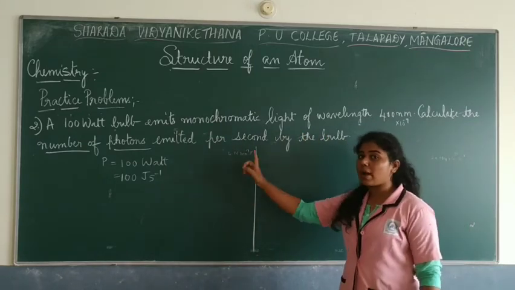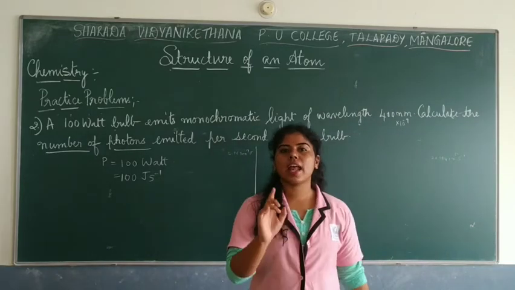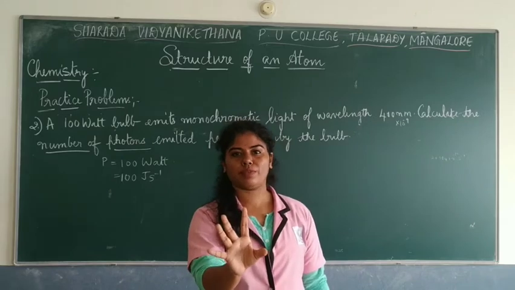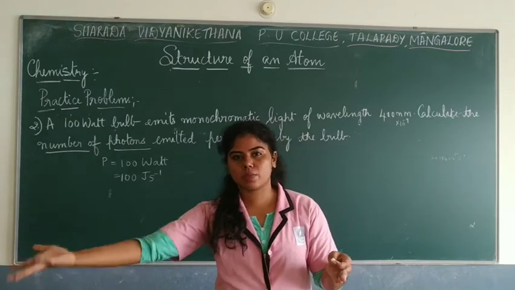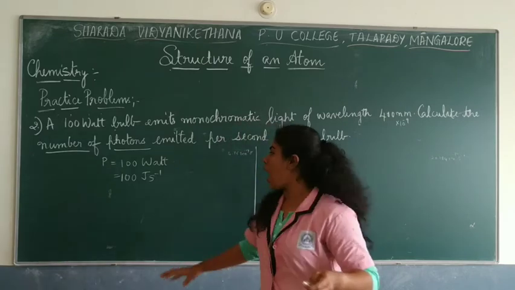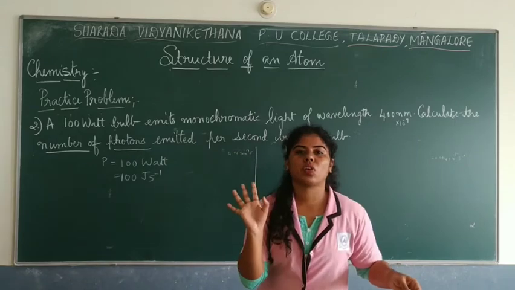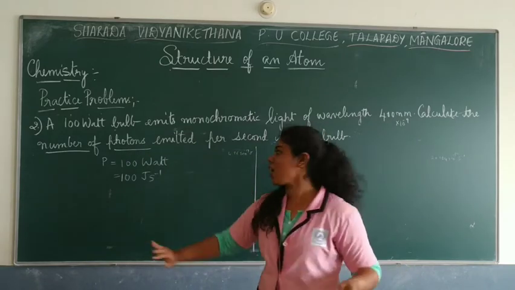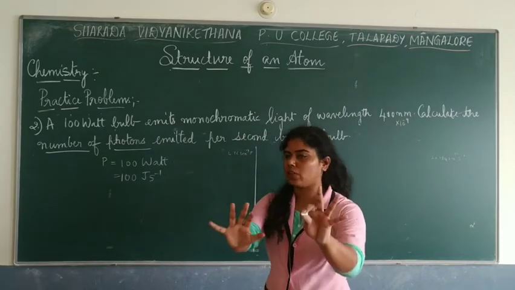Now what do you have to calculate? Number of photons. Before that, let us calculate the energy for one single photon first. For one single photon, this much is the energy, whatever value you get. And for so much energy, what would be the number of photons? For one photon, it is so much energy. For this 100 watts, what's the number of photons? I'll tell you. It will be clear.